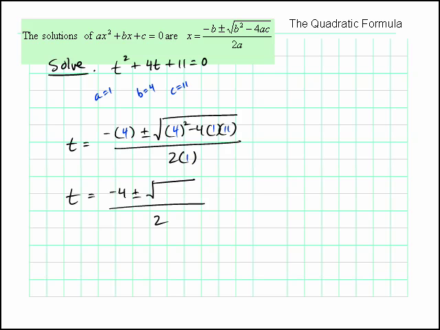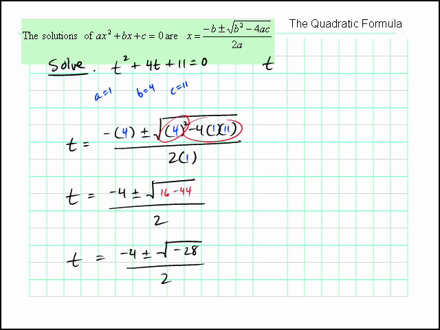Let's see what we have under the square root sign. 16, and that's minus 44. And what is 16 minus 44? Let's see here. 16 minus 44 is negative 28. Is that right? Yes, negative 28. Square root of negative 28, that is an imaginary number. So I'm going to simplify it this way.